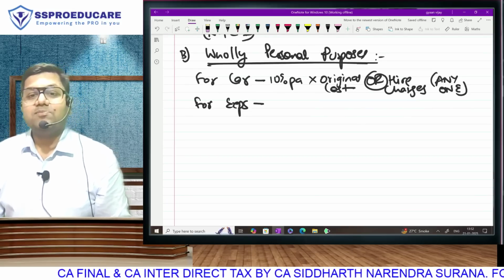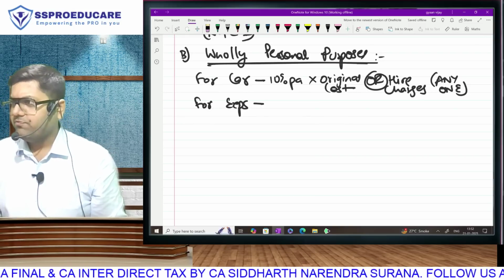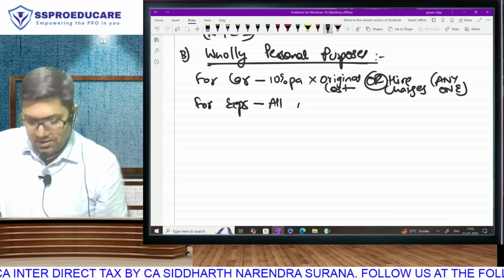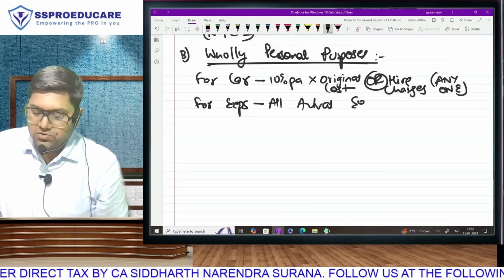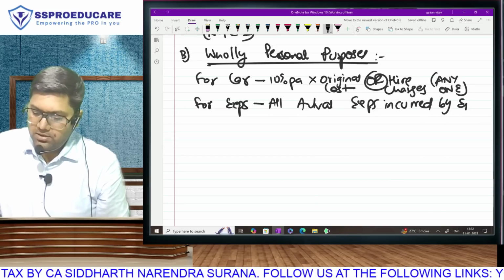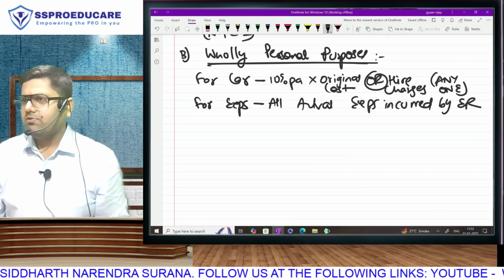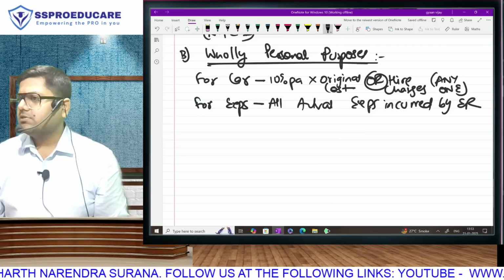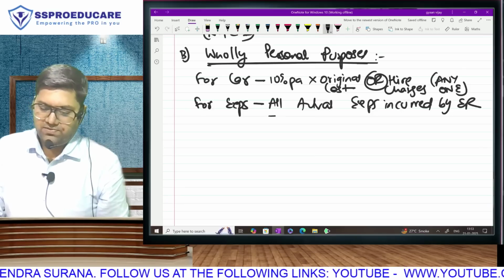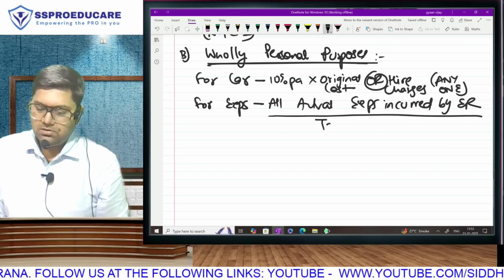Plus, it is also possible that your boss is incurring the expenses in the form of repair, maintenance, insurance, fuel. All actual expenses incurred by your employer is perquisite. Every rupee of expense is your perquisite. Sir, why every rupee is your perquisite? Because it is wholly personal. Everyone is understanding? This is going to be the total.